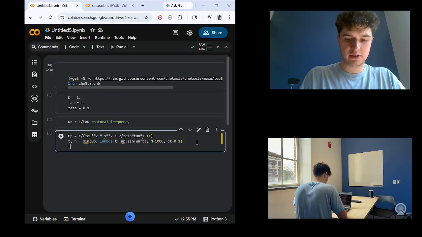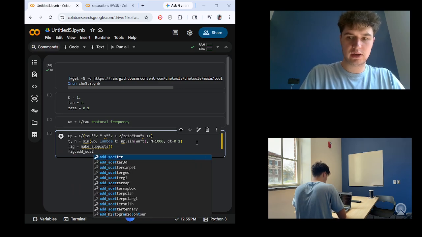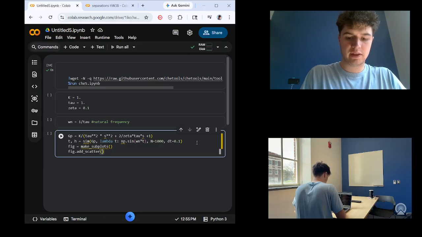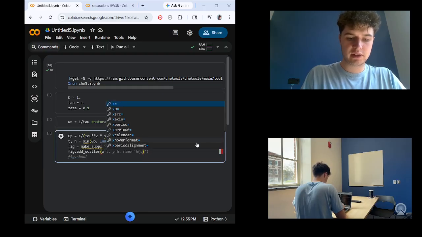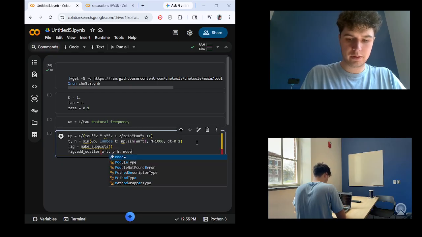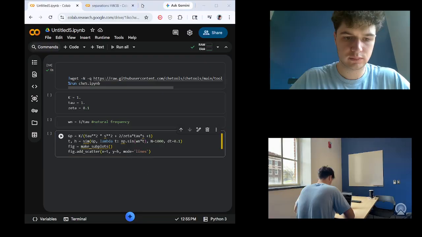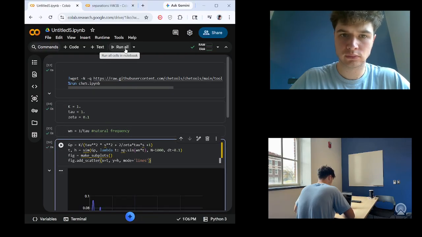Again, we need to plot this. Fig equals make underscore subplots. And then fig dot add underscore scatter. And that will be the x-axis is going to be equal to time. The y is going to be height. And the mode is going to be equal to lines. Run it.